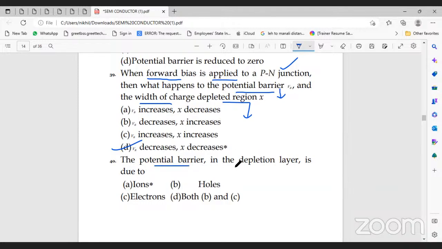The potential barrier in the depletion layer is due to ions. There will be immobile ions, no? Because the depletion region is the region where the mobile charge carriers become immobile ions. So option A is the right answer.